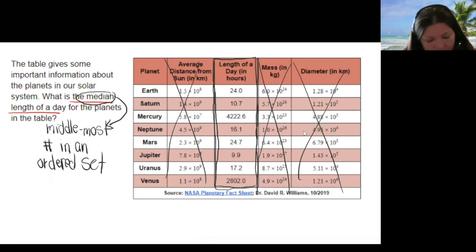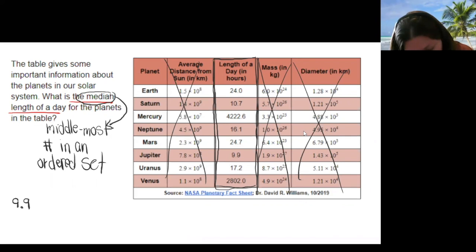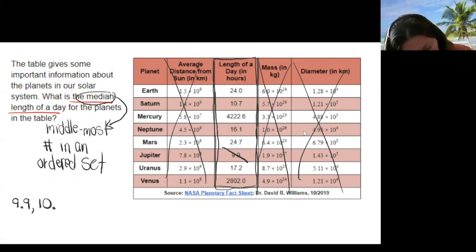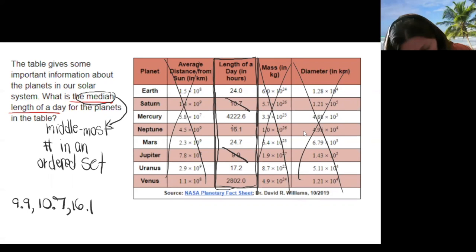So what is the least number you see here? 9.9. Beautiful. And then be really nice and neat about this. The most common mistake I see on median problems is people forgetting numbers. How awful would it be if you did all your math right and then just were a crappy secretary? Okay, so let's not lose any numbers. Next number I see. 10.7. 10.7 is the next largest. And we can see the skill of ordering decimals is coming into play here. What's next? 16.1. And then you guys can just keep going.